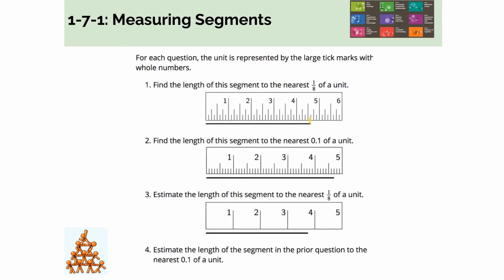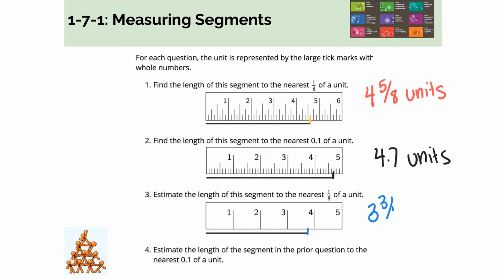For the first measure, you get 4 5/8. For number 2, you would have, and don't forget your units, 4.7 units. And for number 3, it is 3 3/4 units, or 3 6/8 units if you did not simplify.